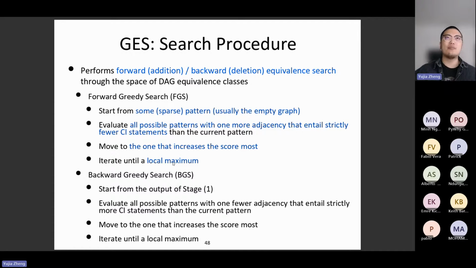And then at that time, we remove one edge during one iteration. And during that removing operation, we always prefer to remove the edges that increase the score most. And then we do it again and again until we reach our local maximum. So that will be our final result. And according to GES, the result is always correct if we do that correctly and other assumptions are satisfied.